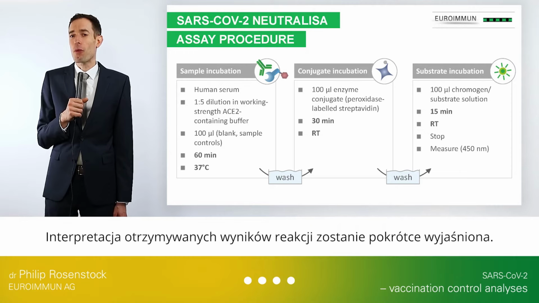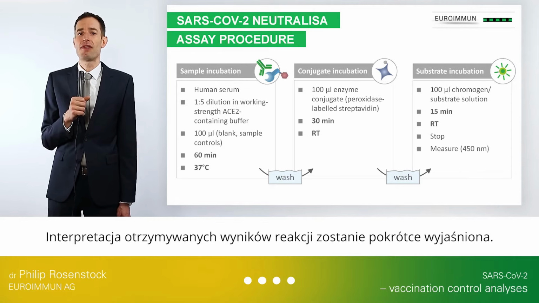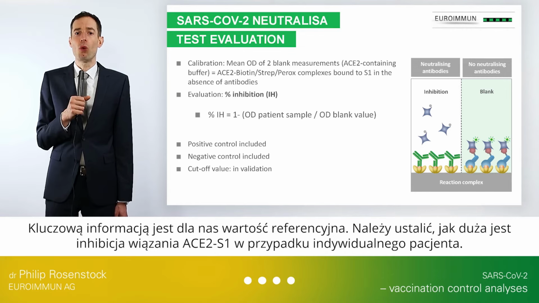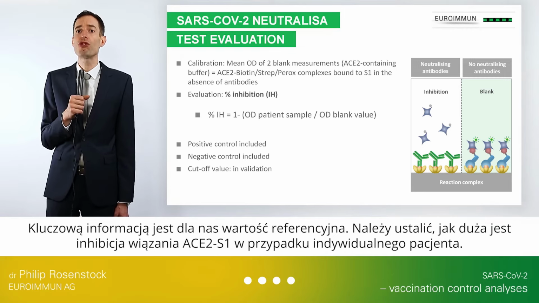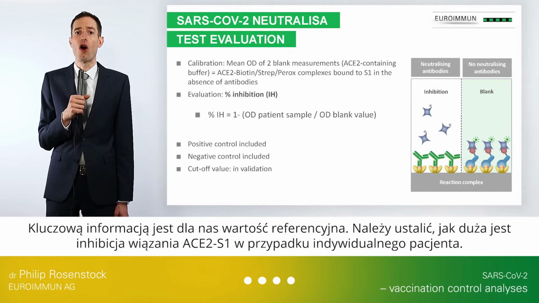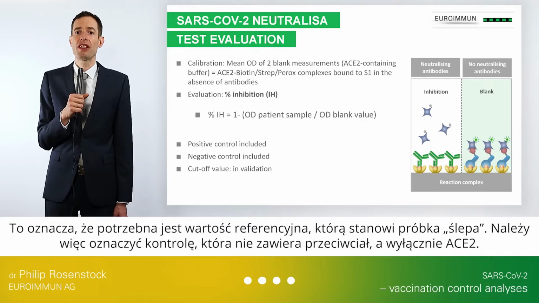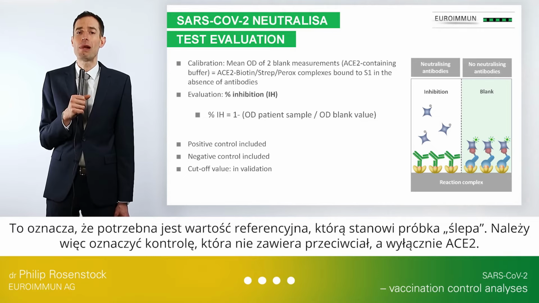Single result, yeah, well, that's a little bit to be explained. What you need to know is a reference value. You need to know how huge the inhibition of the ACE2 S1 interaction is for the individual patient. That means you need a reference value, and this reference value is a blank.